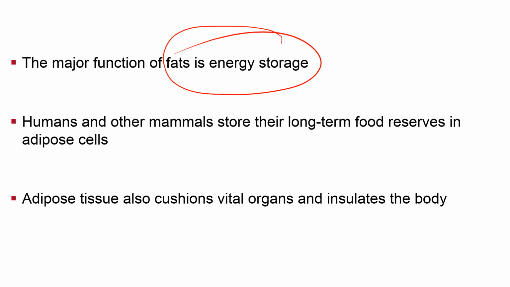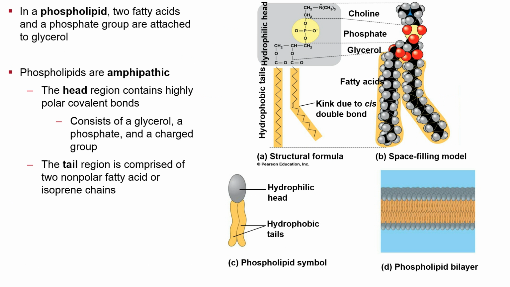Alright. One of the other functions of fat, besides energy storage, is insulation of organs. So maintaining body heat, insulating the organs, the core of the body. And then you also have cushioning for organs. So it's a nice buffer.